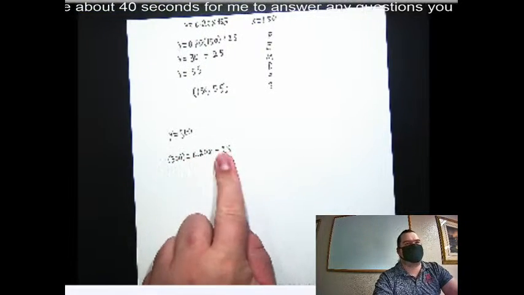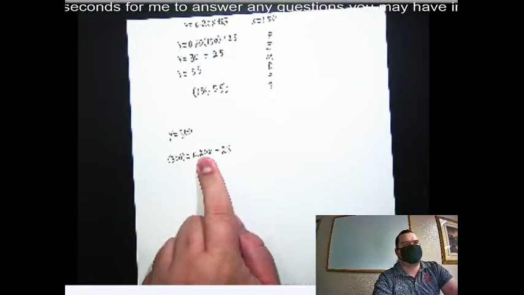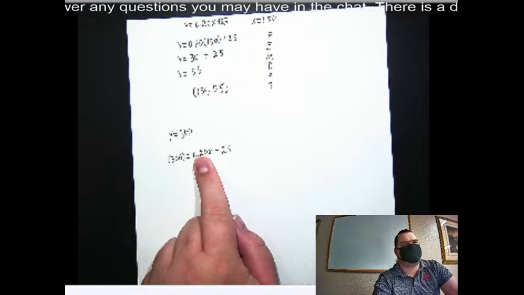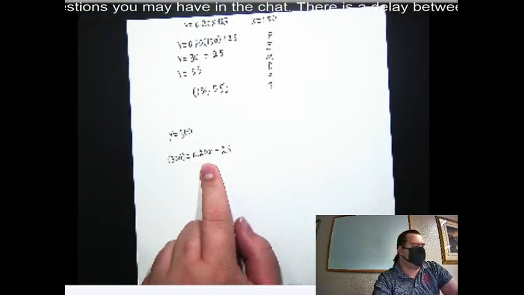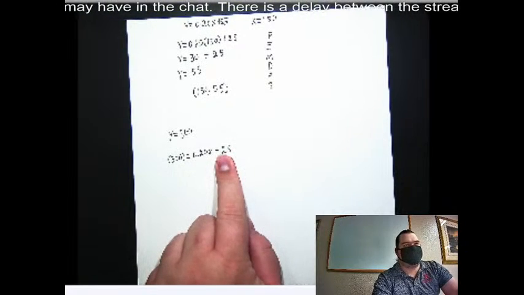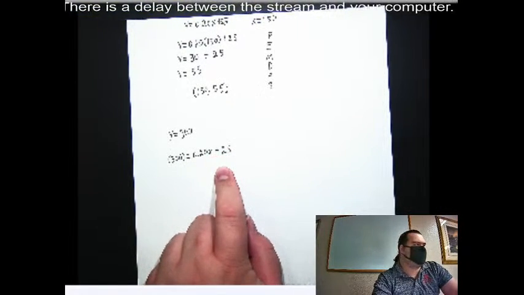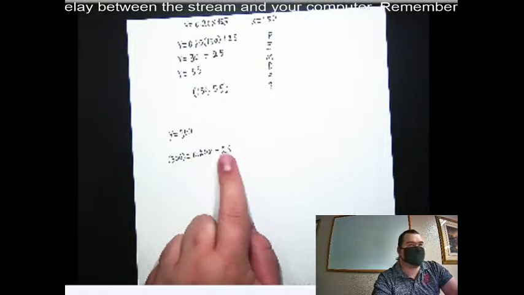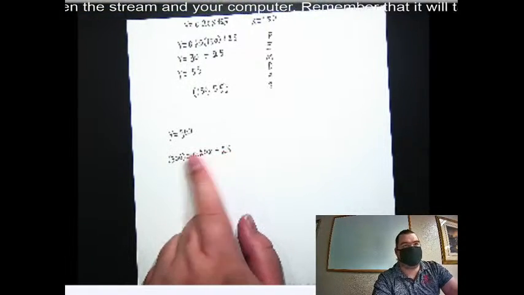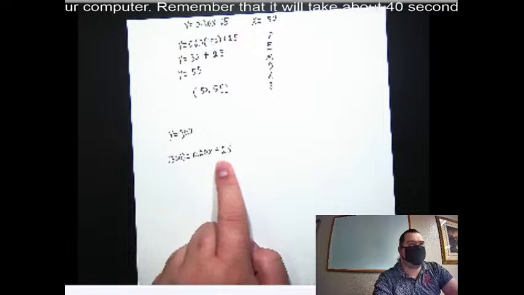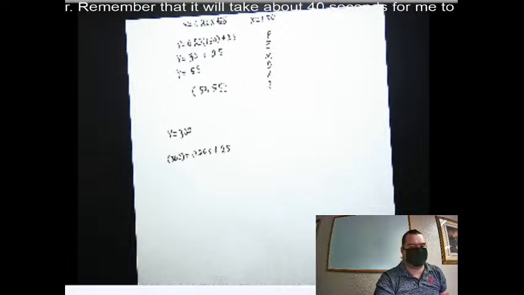Well, we do the opposite of what the numbers are doing right now. So for instance, 0.2 is multiplying by x. The opposite of that would be to divide by 0.2. This 25 is adding to x. The opposite of that would be to subtract 25. And we can start by doing either one of these. It really does not matter, though one way is easier than the other.